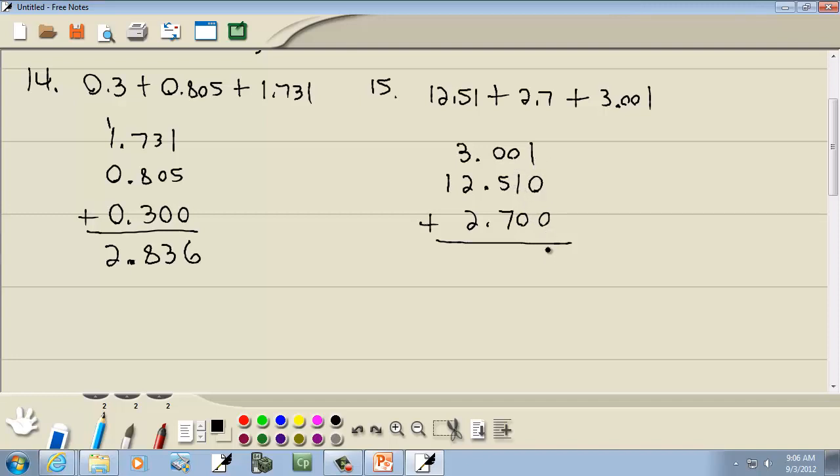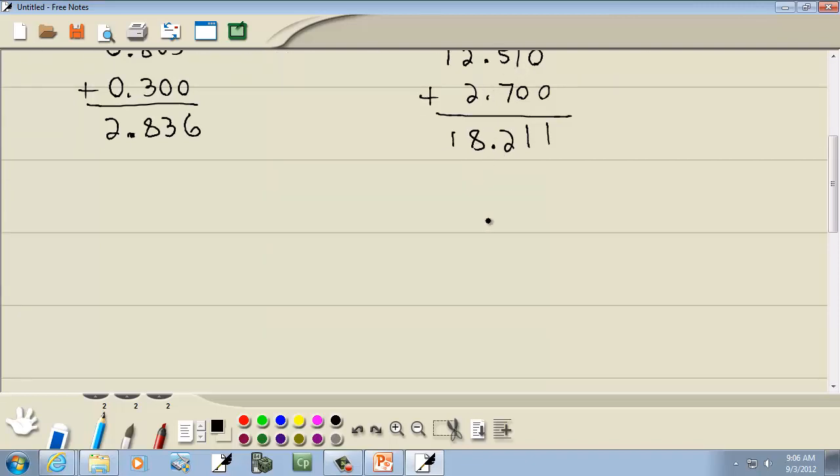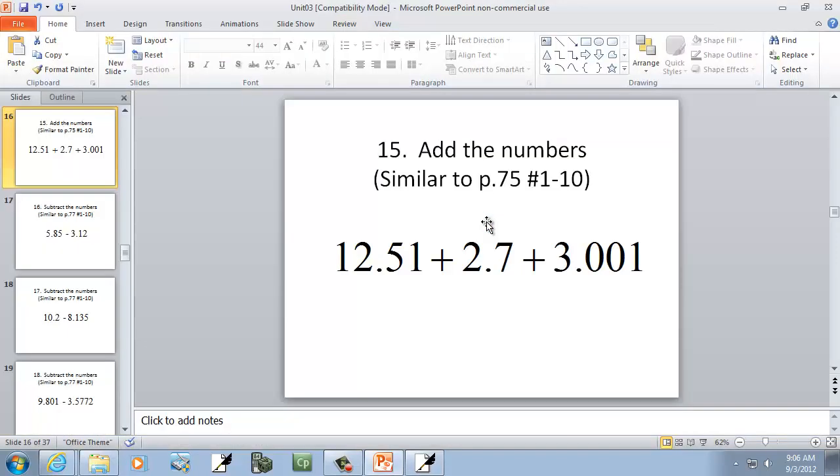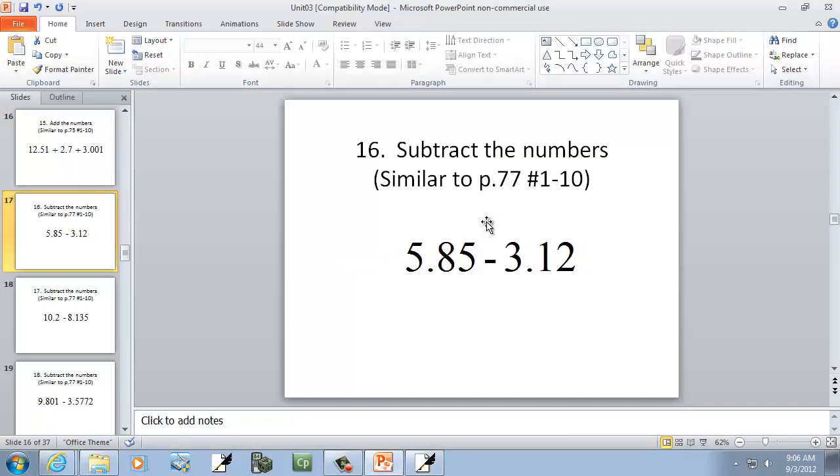1 plus 0 is 1. 0 plus 1 plus 0 is 1. 0 plus 5 is 5, plus 7 is 12. Put 2, carry the 1. 1 plus 3 is 4, plus 2 is 6, and then 8. And then 1 just carries down. And our decimal for our answer comes straight down below where it's at. And 18.211 is our answer. Let's take a look at subtraction.